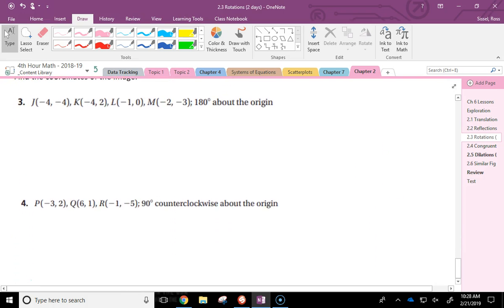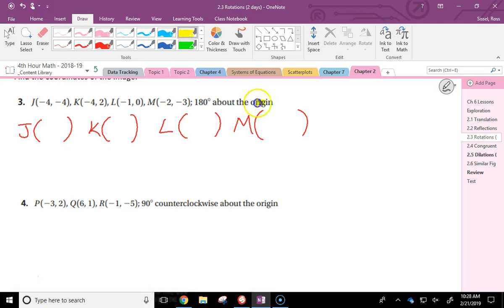So, right now, I'm going to give this up to us and see if we can do this. So, here's my coordinates. I want you to be able to answer this. What are the coordinates for J, K, L, and N? And we're not using transparency paper. All we're going to do is think about where we're at. So there's going to be 2 steps. It says around the origin, that's important, that's our middle, 180 degrees.